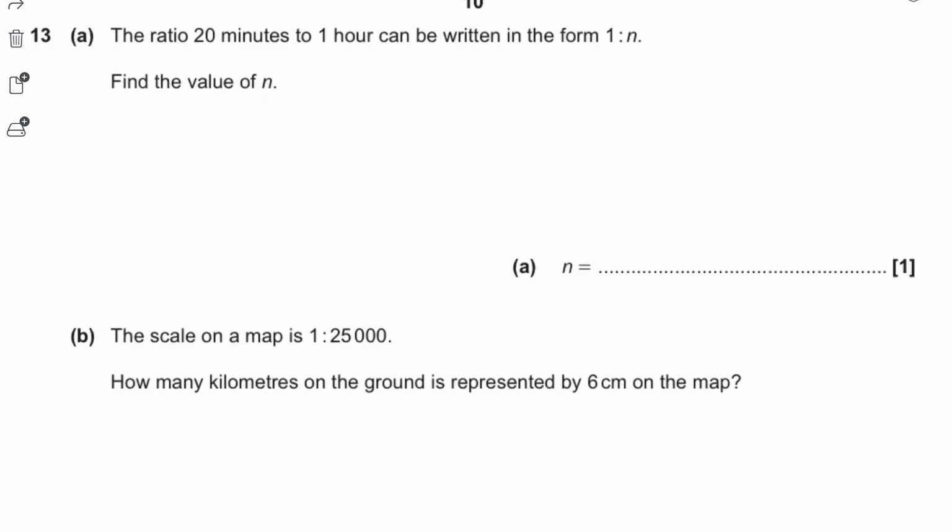The ratio 20 minutes to an hour can be written in the form of 1 to n, so n would be 3, because there are 60 minutes in an hour.